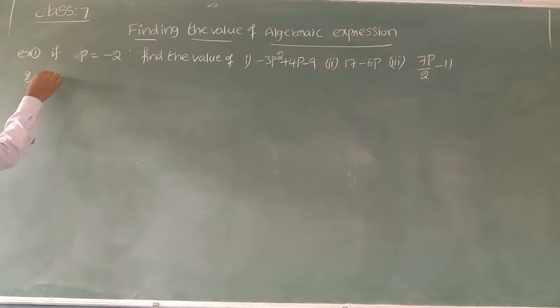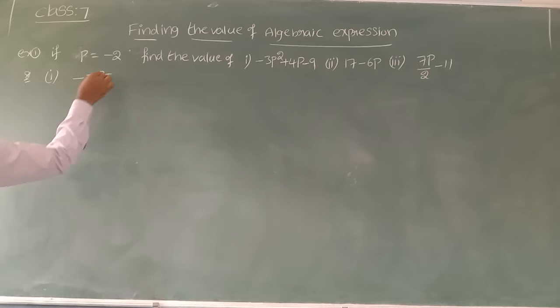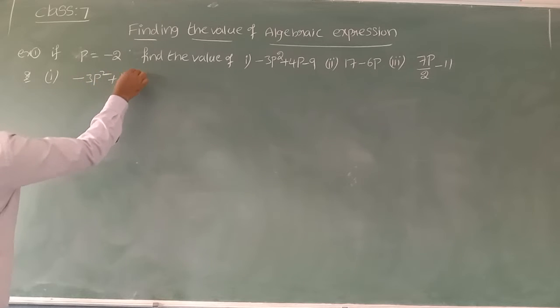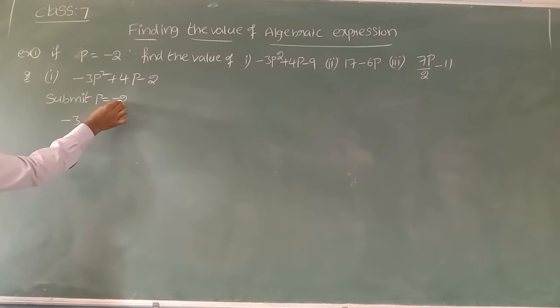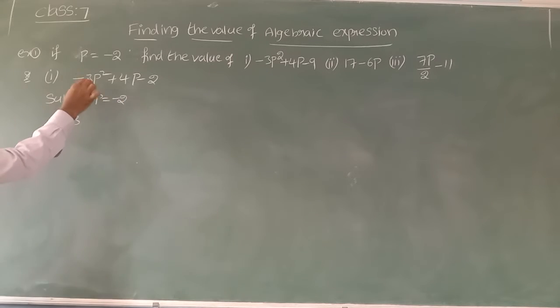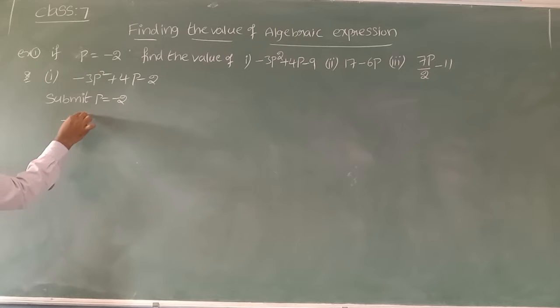Let me take the first one. What is the first expression, beta? Minus 3p square plus 4p minus 9. Substitute p is equal to how much? Minus 2. Substitute p is equal to minus 2 in the above expression. Now you can see here minus 3. In the place of p, we need to substitute minus 2. And keep in mind, whenever you substitute a variable value, keep it in brackets.